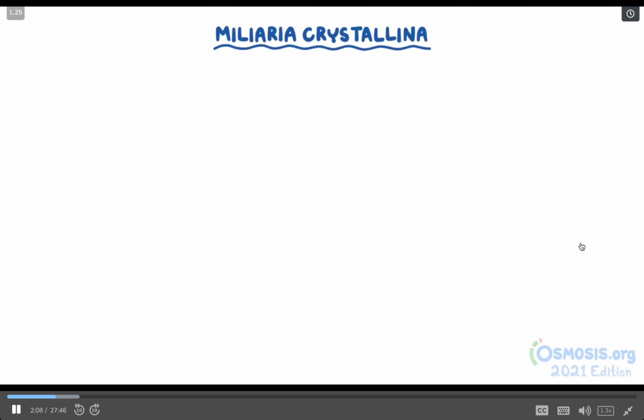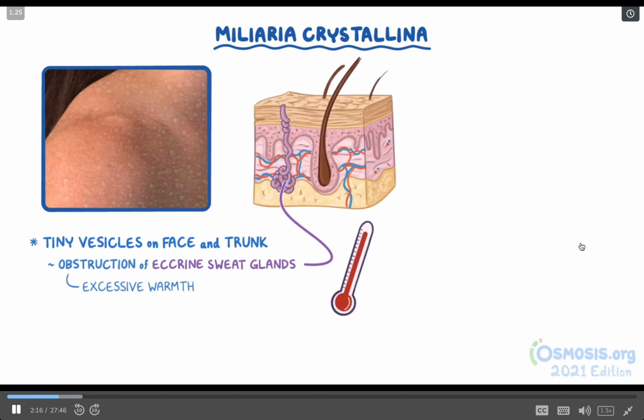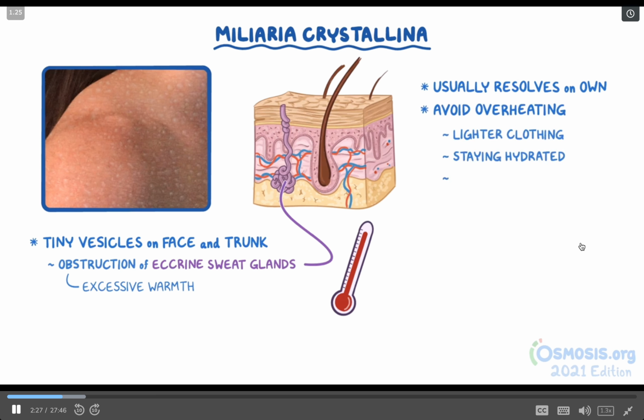Miliaria crystallina typically results in multiple tiny vesicles on the face and trunk due to obstruction of eccrine sweat gland ducts in the setting of excessive warmth. Usually, the rash resolves on its own. The key is to avoid overheating the body by wearing lighter clothing, staying hydrated, and keeping a cool environment, for instance by using an air conditioner. A soothing ointment like calamine lotion can also help.